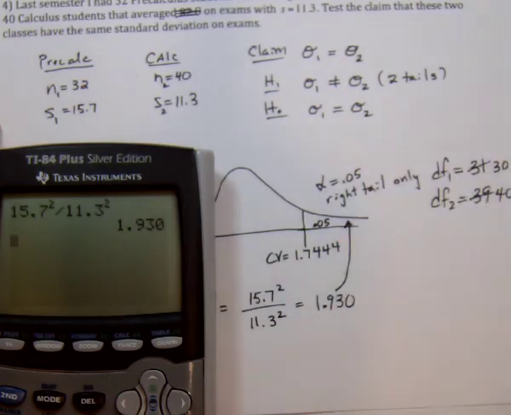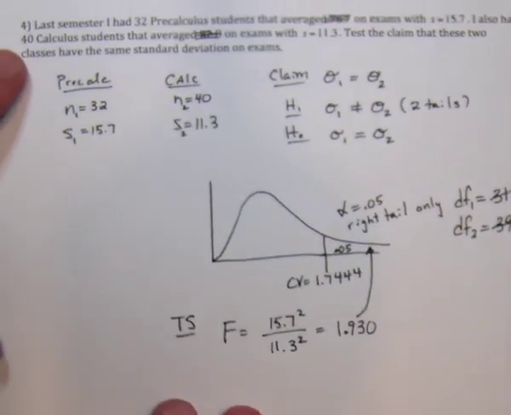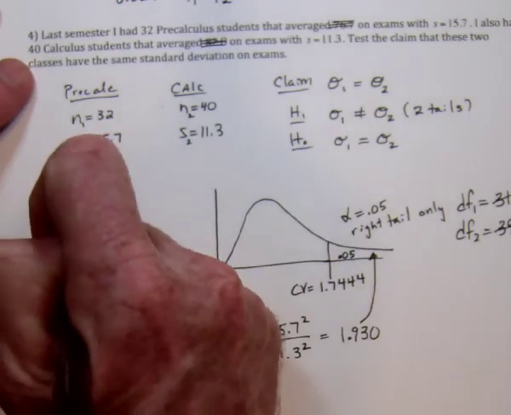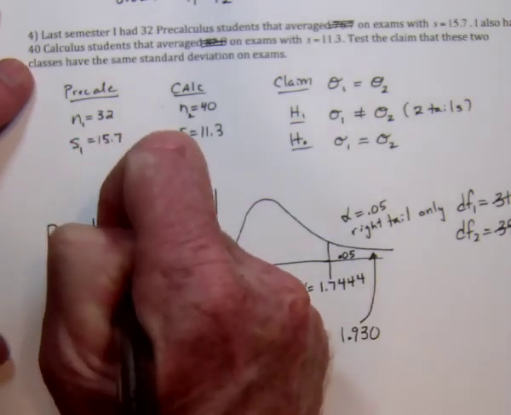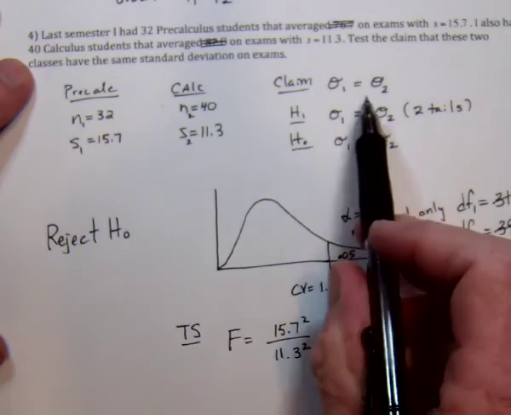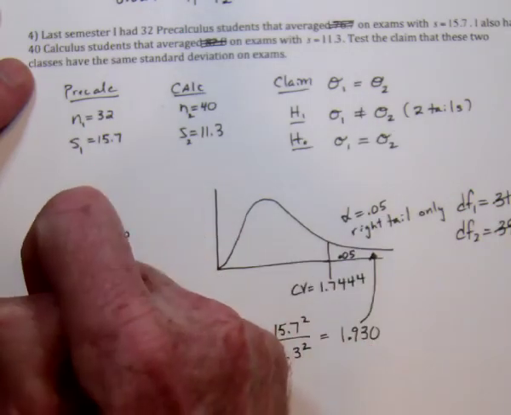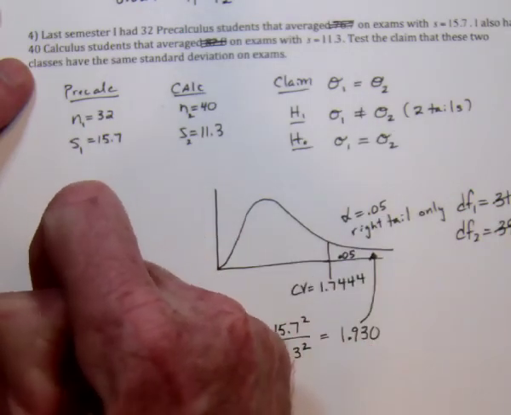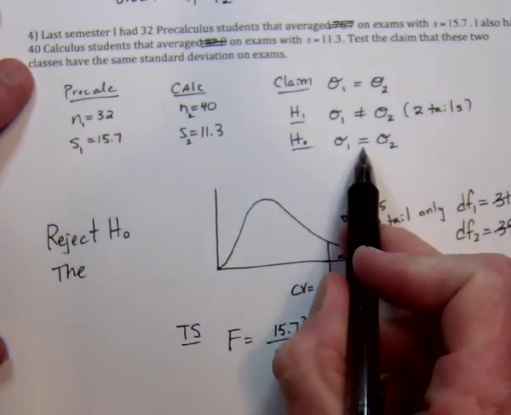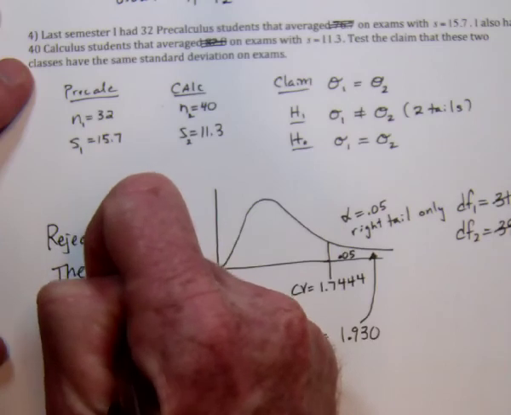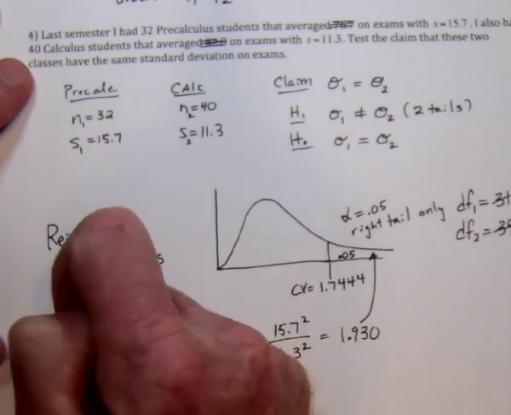So since it goes past here, we then say reject H sub O. The claim was that they're equal, so that means the claim is false. Because we just rejected equals right here when we said reject H sub O. So the claim is false.